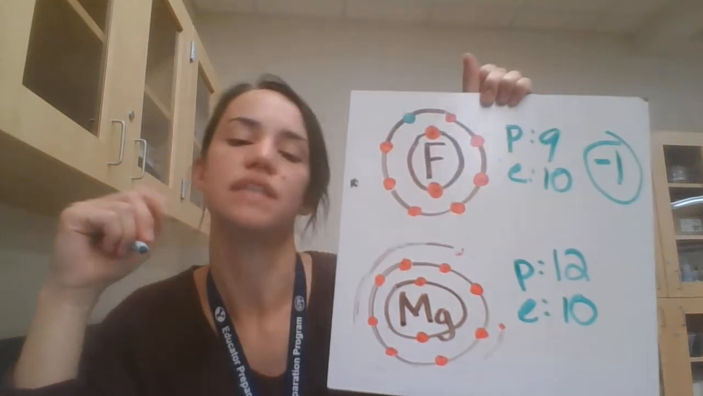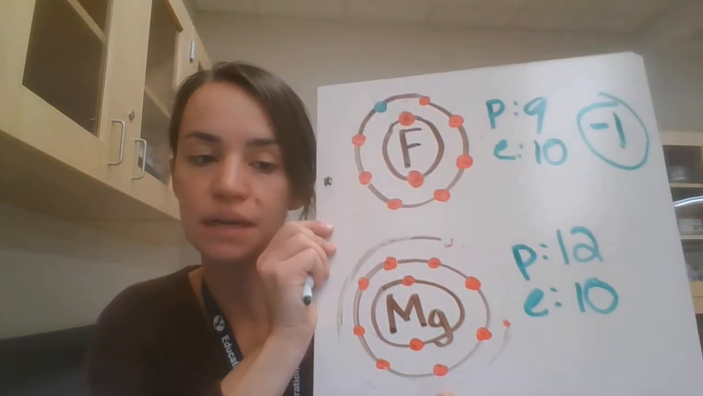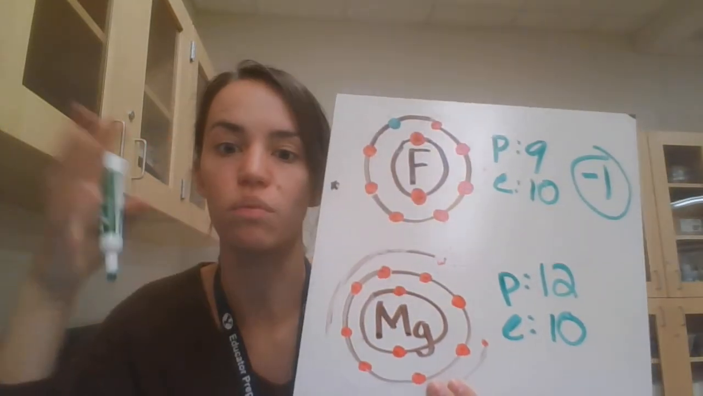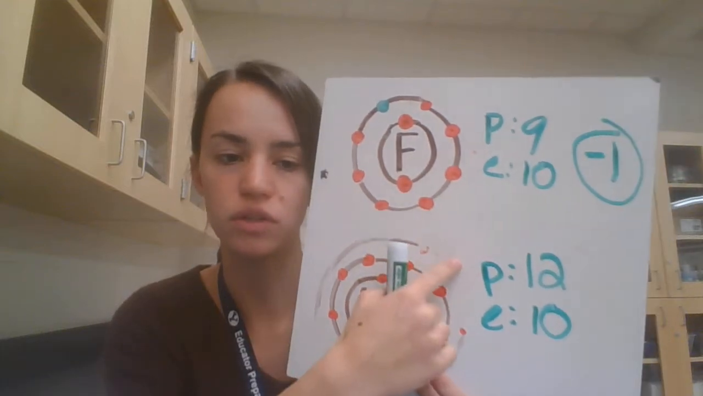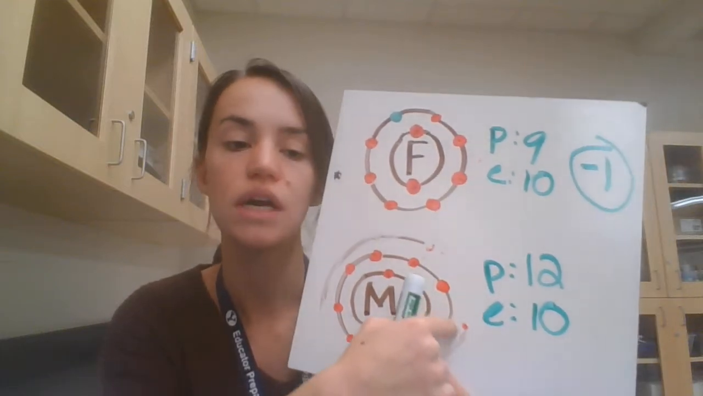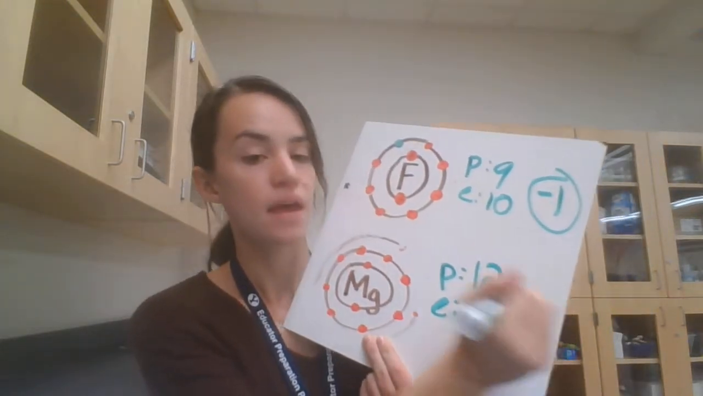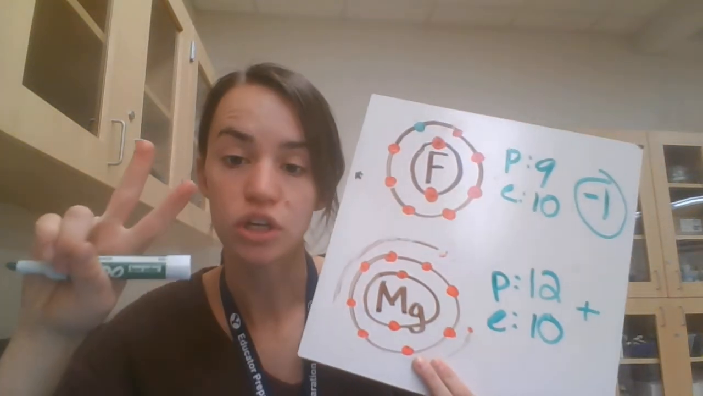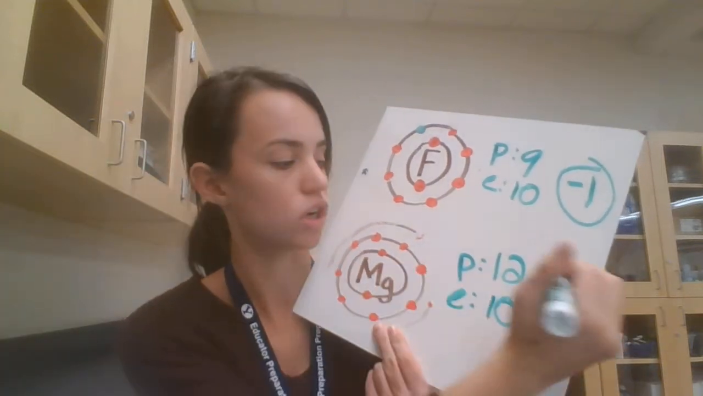So now we have to think to ourselves, what is the charge of magnesium? We took 2 electrons away. We removed 2 negative charges. Since we removed negative charges, now our proton number is bigger than our electron number. So this is going to have a positive charge. Remember, we took 2 away, so it's going to have a positive 2.